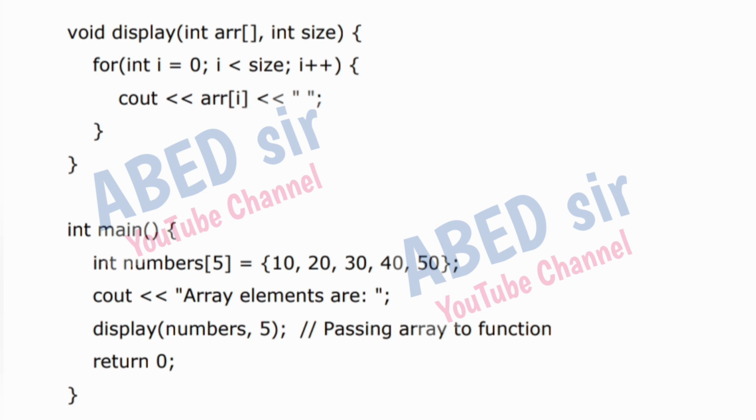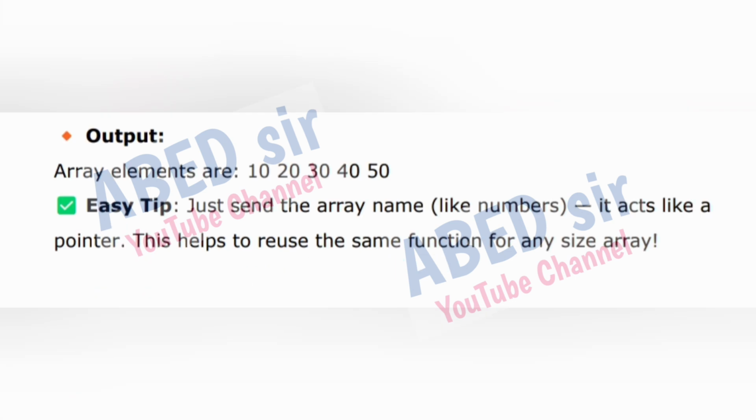int main, int numbers[5] = {10, 20, 30, 40, 50}; cout << "Array elements are"; display(numbers, 5); passing array to function. return 0. Output: Array elements are 10, 20, 30, 40, 50. Easy tip: just send the array name, like numbers, it acts like a pointer. This helps to reuse the same function for any size array.